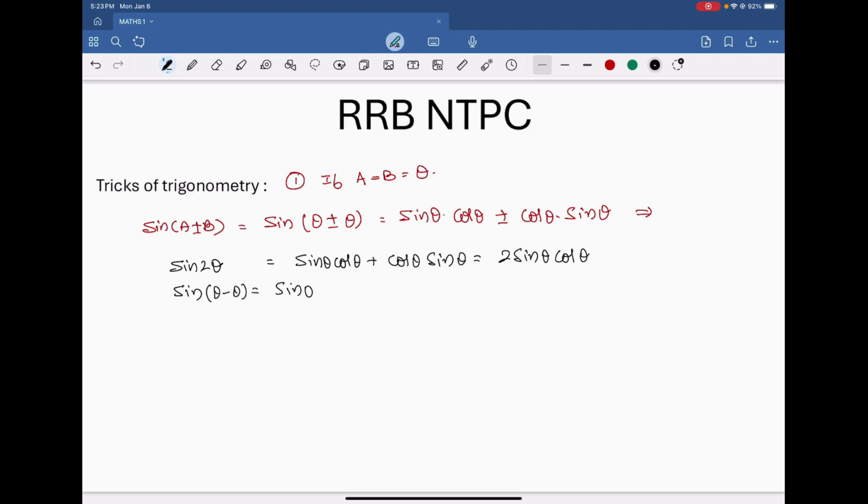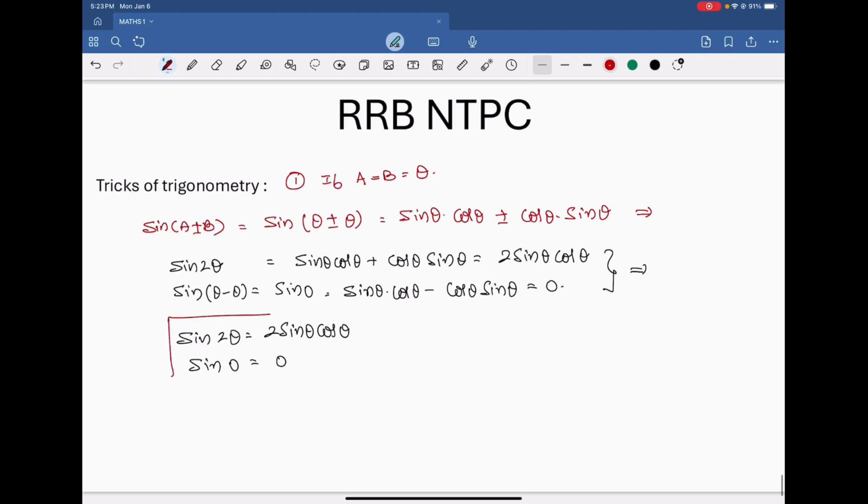Then sin theta minus theta is equal to sin 0, is equal to sin theta cos theta minus cos theta sin theta, that is equal to 0. From these two values, it implies that sin 2 theta is equal to 2 sin theta cos theta and sin 0 is equal to 0. It's a beautiful derivation. Please remember this. Very good derivation. Next, we'll go for cos.